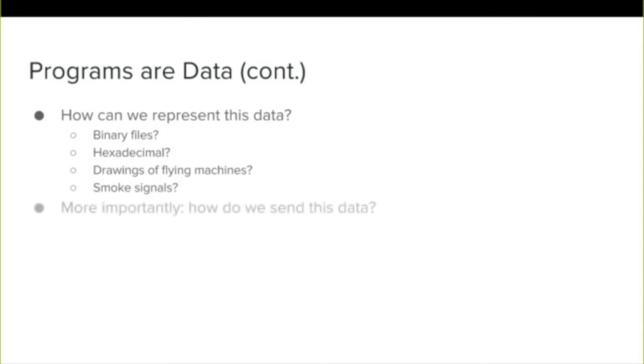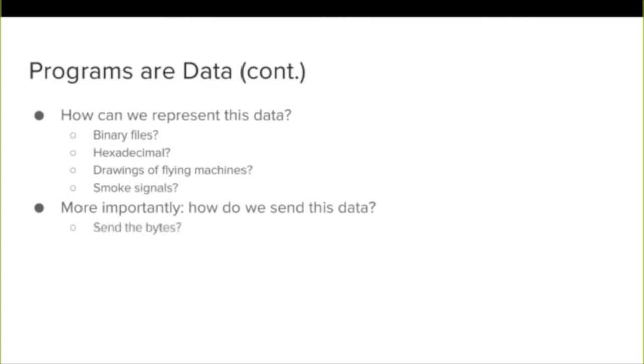All right, so more importantly, you want to know how to send this data, right? So I was able to program that guy all the way back over there without touching him, right? How did I do that? The program had to go from here to there. How did it get over there? I had to have some way of taking that program, making it into some piece of something that I could move through the air and give it to that guy so he could program himself. All right, so we'll try to understand how we do that.